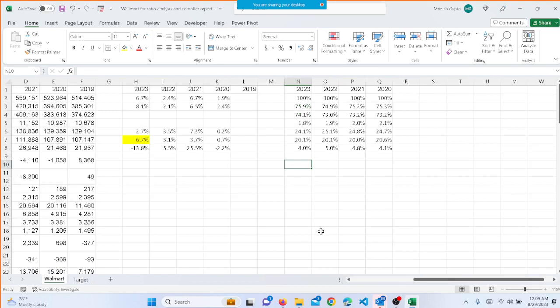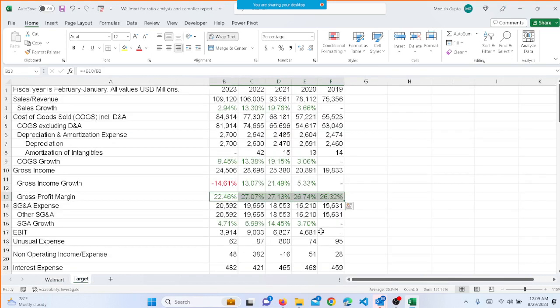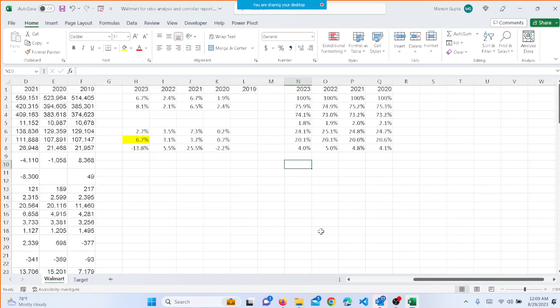Now Walmart has better profitability. Target's profit has dropped by 5 percentage points from 27 to 22, while Walmart was able to maintain it by reducing only 1%, right? So it's the way you want to tell the story. If you want to tell the story that Walmart has been doing very badly, you just compare against the last 4 years and show the drop in the profitability, correct?